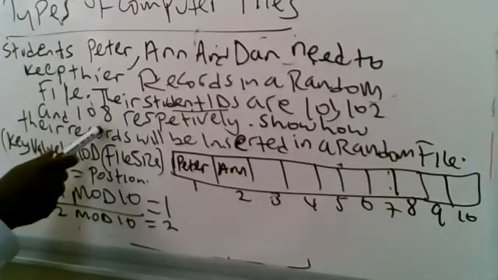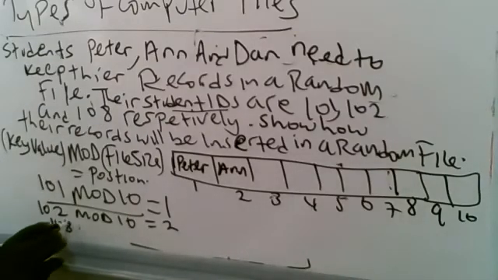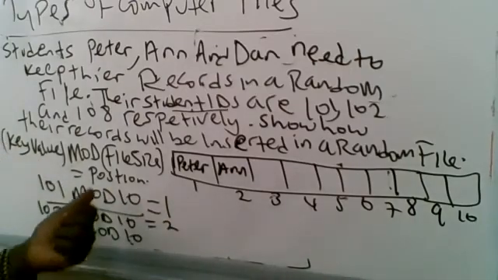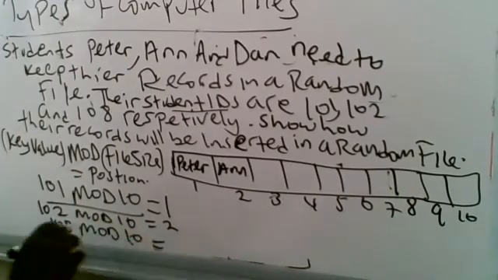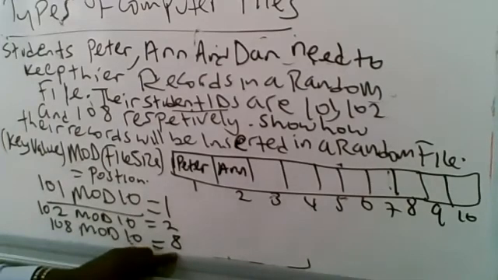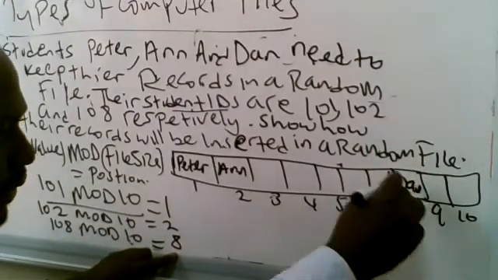We move on to Dan. Dan's student ID is 108. So to get the position where we should put Dan, we shall get 108 modulus 10. This is the key value modulus the file size. This is one of the commonest formulas they use when they're dealing with random files, but there are very many, like you'll see. You can come up with your own. So here, 108 mod 10 is 108 divided by 10. The remainder is 8. So which means now Dan's record should go in position 8. So now we shall put Dan's record there.